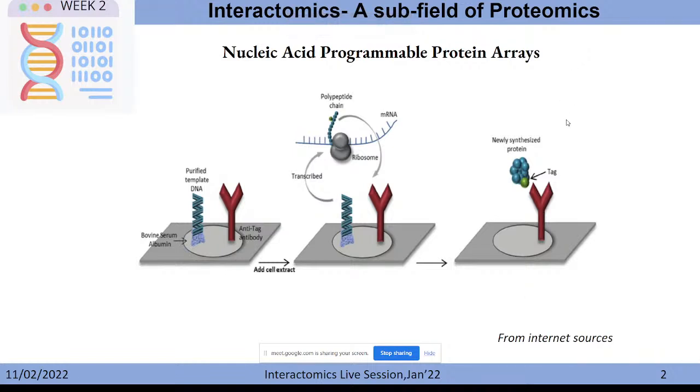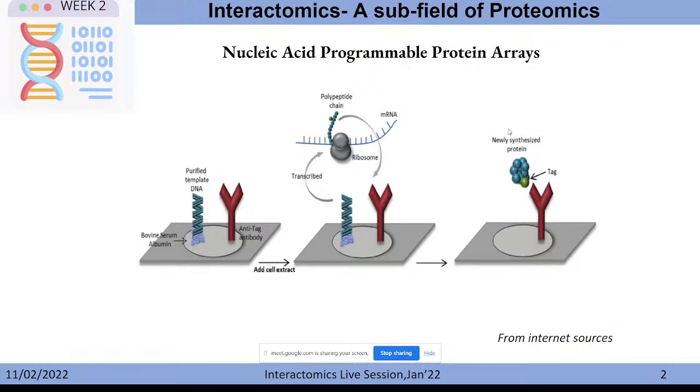so as you have all gone through this week's course content for week two, which mostly revolved around the NAPA, or the nucleic acid programmable protein arrays. Let us look at the basic concept of the NAPA before going into the applications, the advantages, and how it is beneficial to identify different markers or different protein interactions.